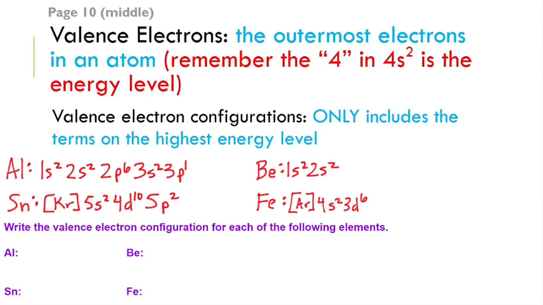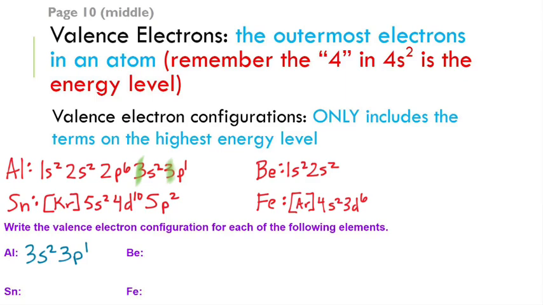What is the largest number in front of the letters in aluminum? And for aluminum, the highest energy level is the third. And we actually have two terms here who both have some third energy level electrons, the 3s2 and 3p1 terms. So both of those are going to be in our valence electron configuration. And that's all that we got to keep. No noble gas, no extra stuff, just 3s2, 3p1.